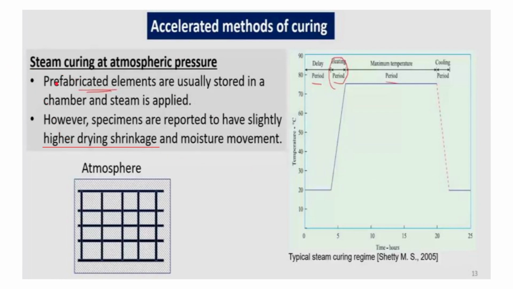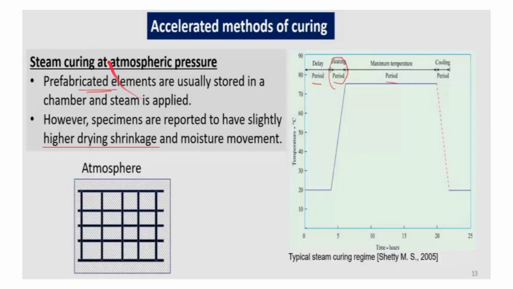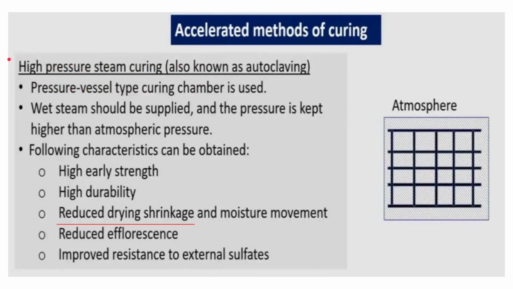Firstly, we studied steam curing at atmospheric pressure, but here we found that although moisture movement is a good thing, the higher drying shrinkage is one of the major drawbacks. To account for that, one more type of accelerated curing which has been used is called high pressure steam curing, also called autoclaving. Basically both are the same, in that steam curing is applied in both cases. The only difference is that one is done at atmospheric pressure, but this is done at high pressure. So when steam is released at high pressure, that is known as autoclaving.